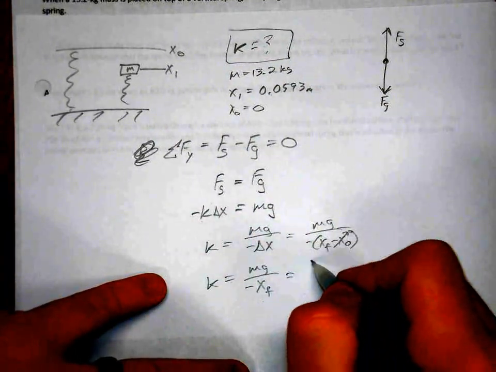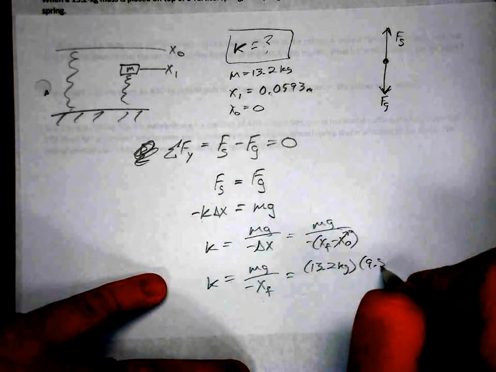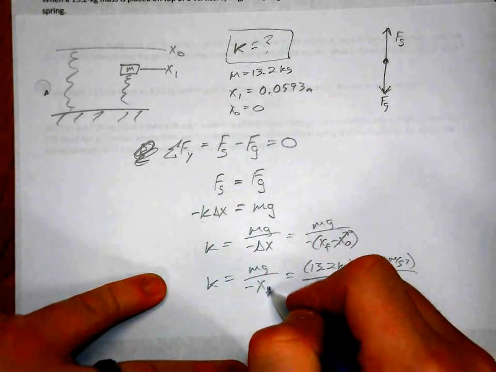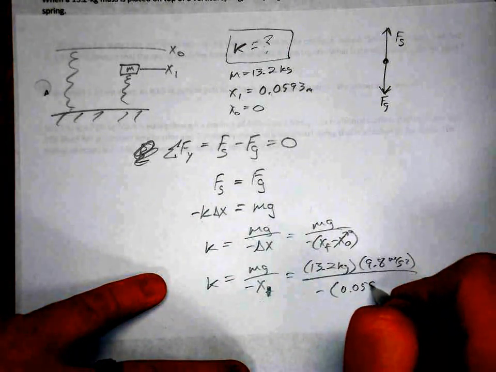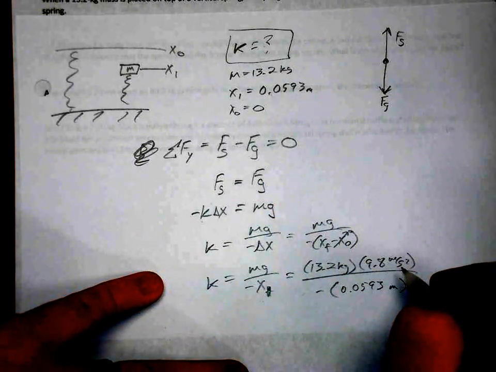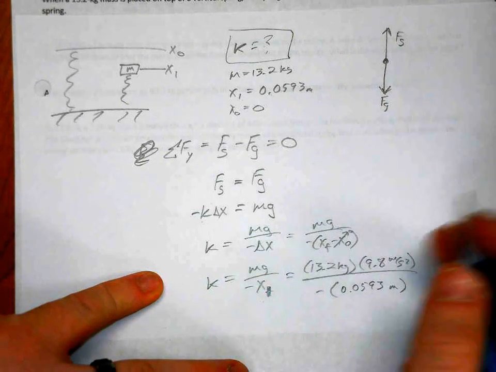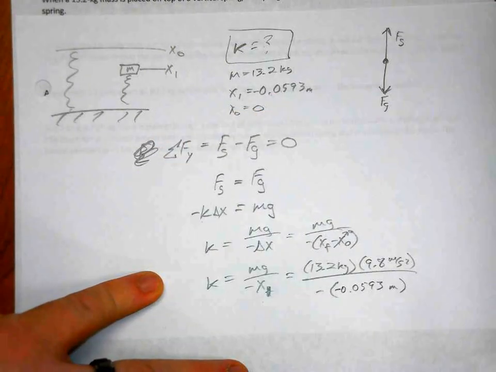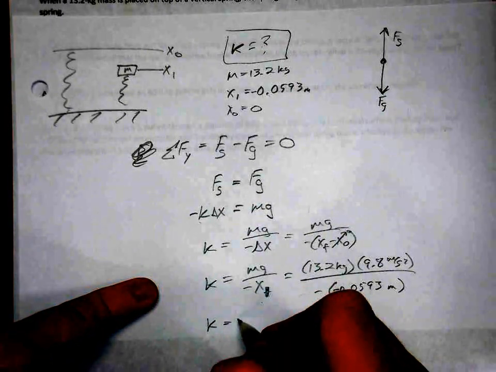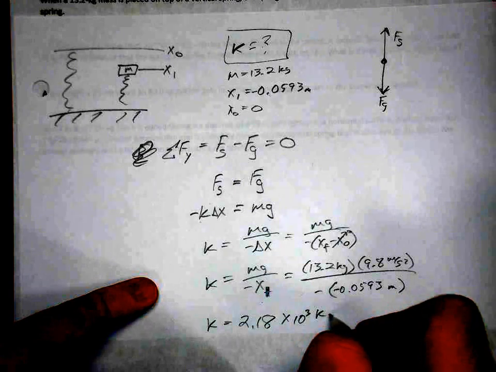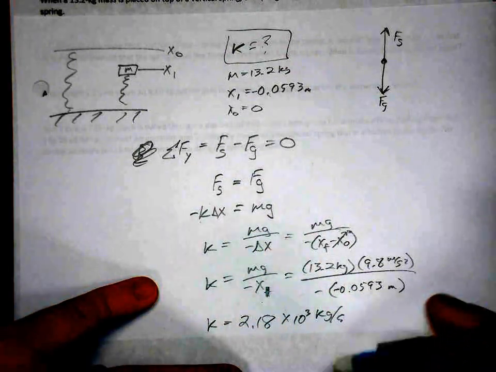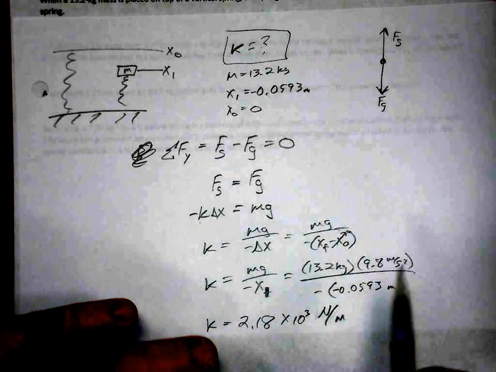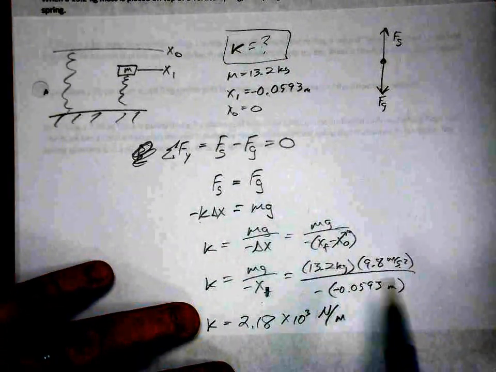Well, now we can put in our numbers. 13.2 kilograms times 9.8 meters per second squared over negative x final, x1, which is 0.0593 meters. I'm sorry, that's negative, because we're going below x0. So once that is calculated out, k then equals 2.18 times 10 to the third newtons per meter. So kilograms times meters per second squared, that's newtons, divided by meters.